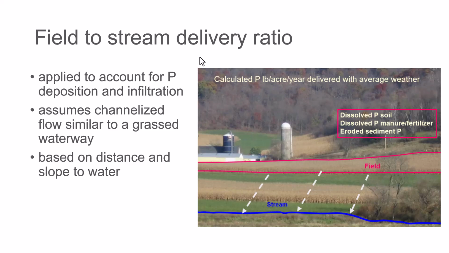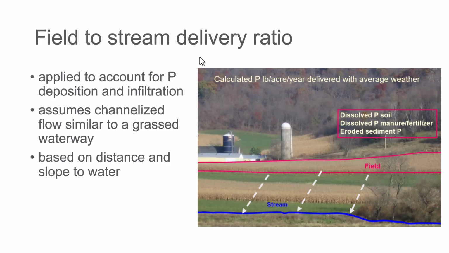Now, the final part of the equation that I want to talk about here is this field to stream delivery ratio. And this is getting at that pathway between the field and the nearest surface water. So we use this to account for the fact that we know that there is phosphorus deposition and infiltration that can happen for both the sediment and the dissolved fractions in that pathway from the field to the stream. And so we need to account for that and recognize that some fields are very close to the nearest streams and some fields are very far away. And so we need some way to account for those differences, recognizing that that has an impact on the total amount of phosphorus delivered.